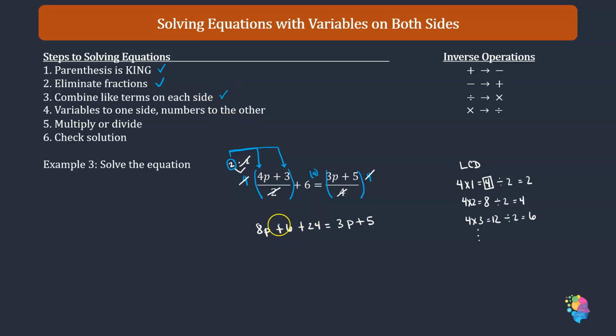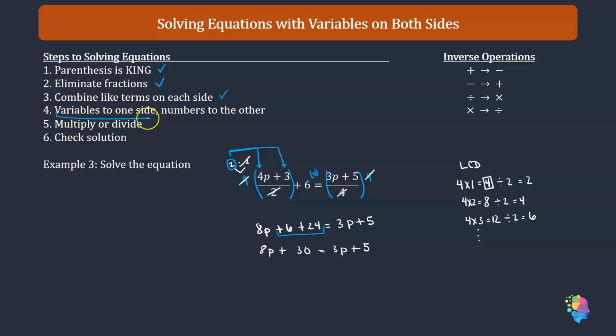On the left side, I can add 6 plus 24, and on the right side of the equal sign, there are no like terms to combine. This is going a little crooked. Let's see if we can straighten it out. So this would be 8p plus 6 and 24 is 30 is equal to 3p plus 5.